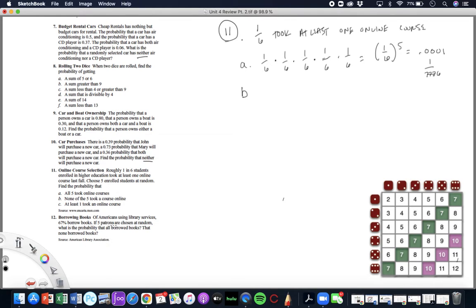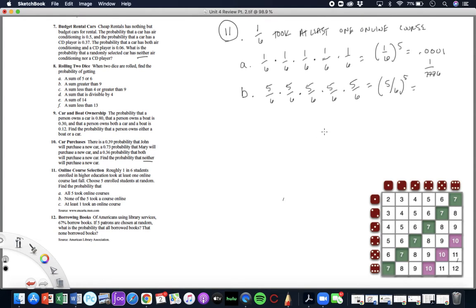None of the 5 took an online course. Now, the cool thing is you use this same logic. What's the probability that I choose a person who did not take an online course? Well, that's a 5 in 6 chance. And what's the probability of the next person not taking an online course? Well, that's 5 in 6. So on and so forth. So this probability seems to be a little bit higher, but still, you could probably snag at least one of these people who took an online course.